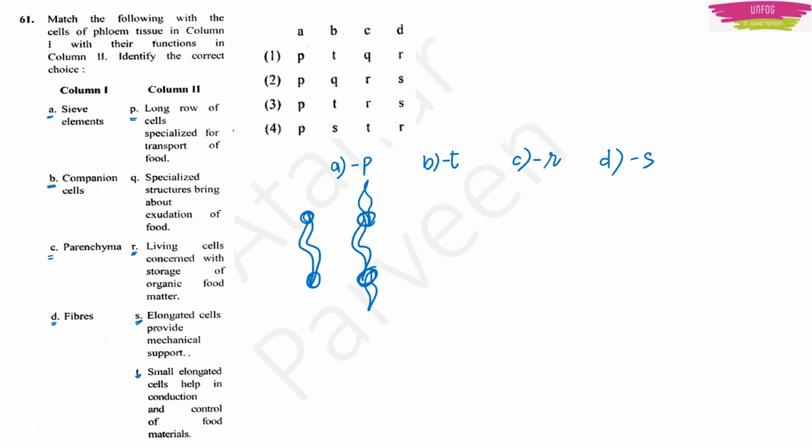Now let's see which of these options matches our correct sequence. Option A is P, and all options have P here. Then we look for B. B is T, which is given in the first and third options, so we cancel out the second and fourth options. Now for C we have R, and that R is present only in the third option, so the third option must be correct. To cross-check, we rectify the last option also. For D we have S, right? So the third option is the right answer.